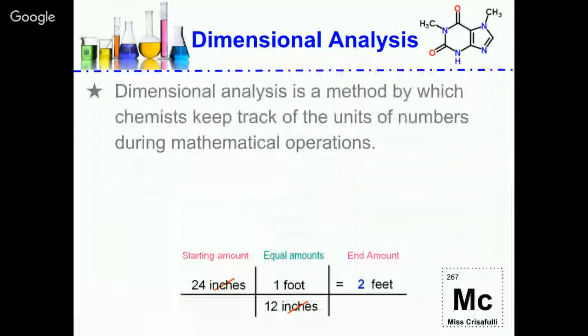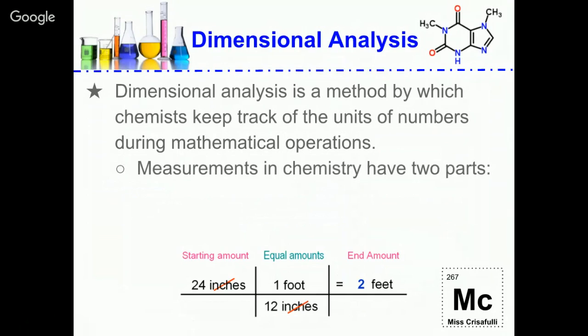Dimensional analysis is a method by which chemists keep track of units of numbers during mathematical operations. We do a lot of math in chemistry. Dimensional analysis allows for us to not use equations per se, and we can just convert based on units and conversion factors, equal amounts, things that we know that are always true and never going to change.